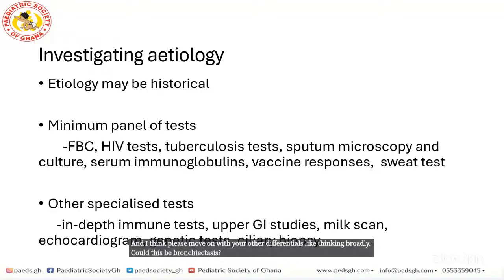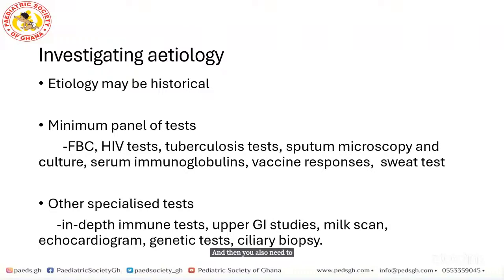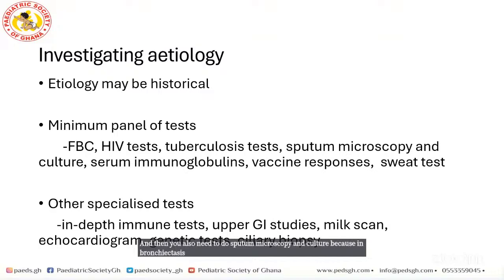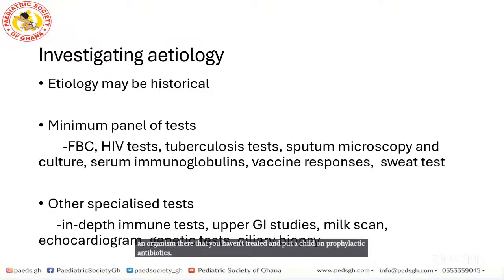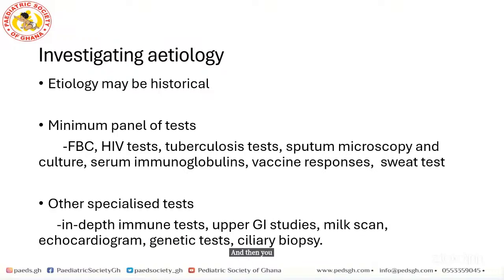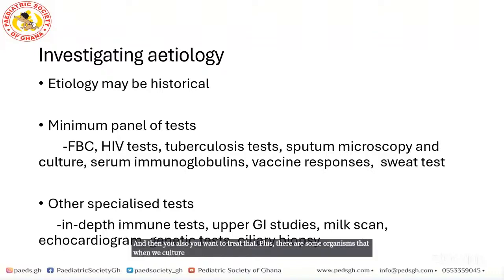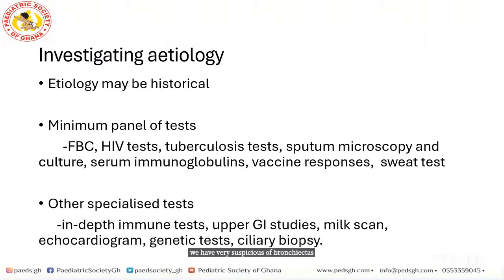And then you also need to do sputum microscopy and culture, okay? Because in bronchiectasis, in treatment, you find that we may use some antibiotics prophylactically, and you don't want to have an organism there that you haven't treated and put a child on prophylactic antibiotics. And then you also want to treat that. Plus, there are some organisms that when we culture, we are very suspicious of bronchiectasis. One of them is Pseudomonas.